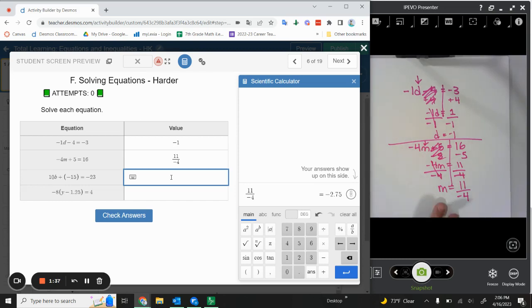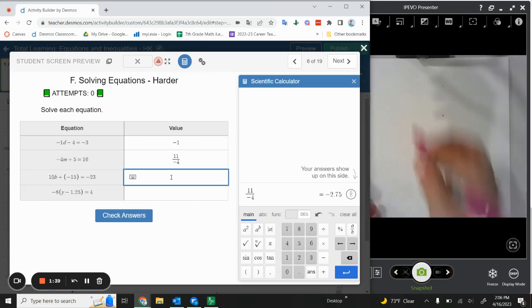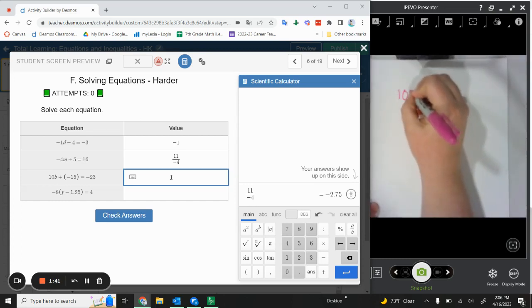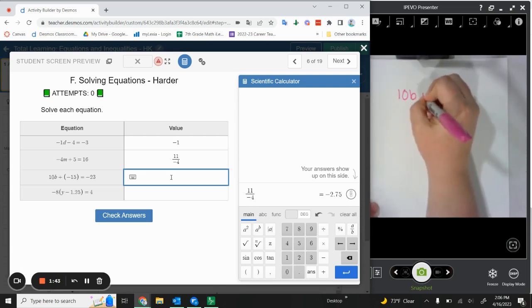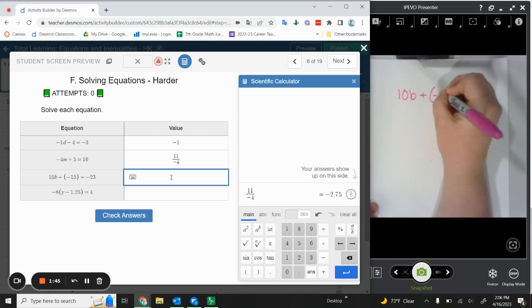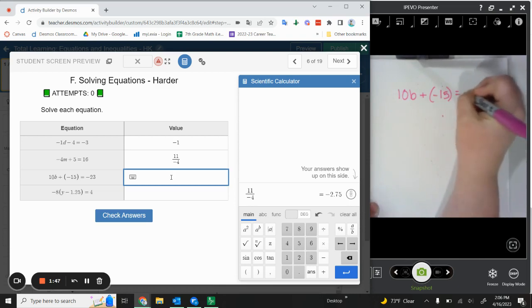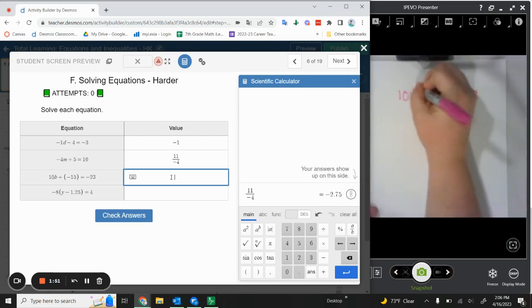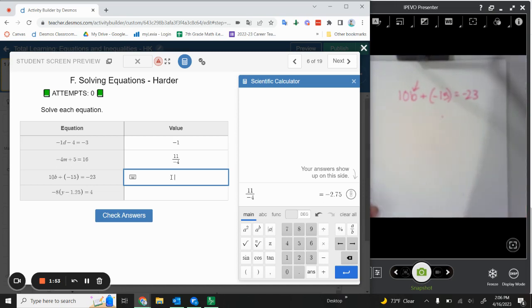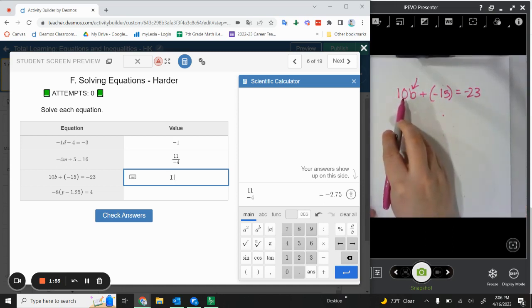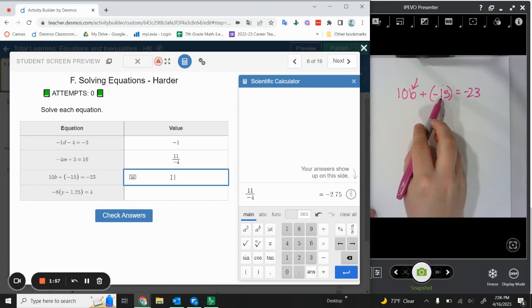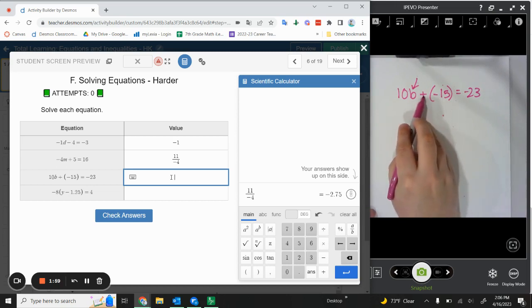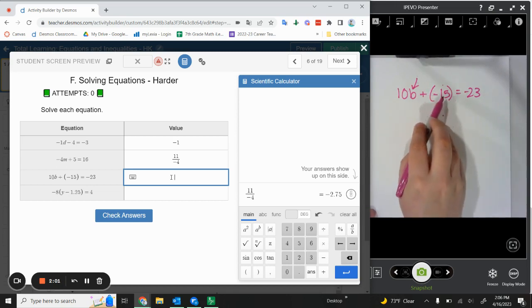Now, the next question looks a little bit weird. So I want to just take a minute and think about how we can get rid of some of the ugliness. 10b plus parenthesis -15 equals -23. So remember, when you're solving an equation, your goal is to get the variable by itself. So that means I need to get rid of the 10, and I'm going to need to get rid of this -15. So don't worry so much about what this says. How do you get rid of each of these individual terms?